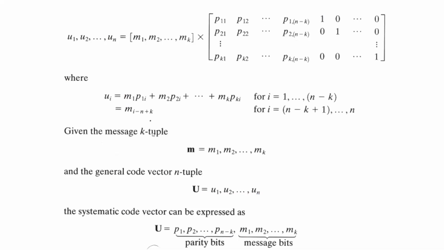Now, given the message k-tuple, what is the size of the message? It is a k-tuple, m equal to m1, m2, mk. This bold m is a vector, and these are the elements of the vector. And the general code vector is an n-tuple vector. So this bold U is actually the code vector, and U1, U2 up to Un are the elements in the code word. The elements mean the number of bits in the code word. And the systematic code vector will be U. The first n minus k will be the parity bits. The last k bits will be the message bits. All right.